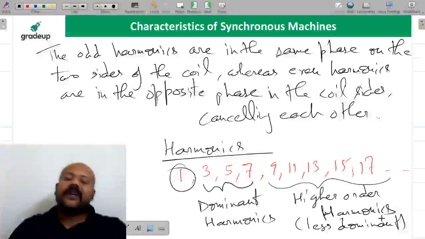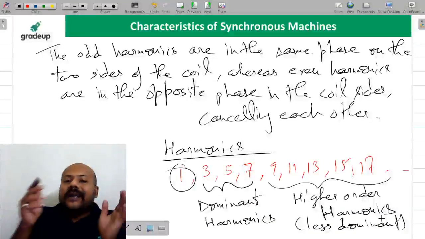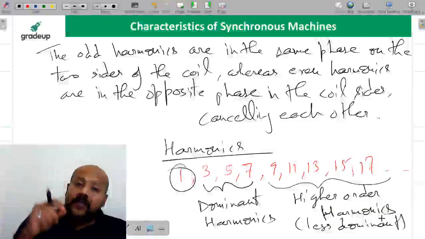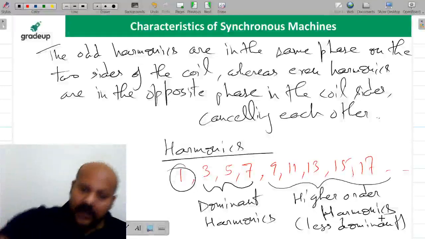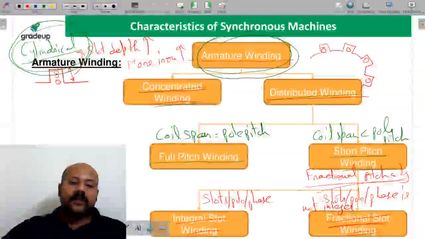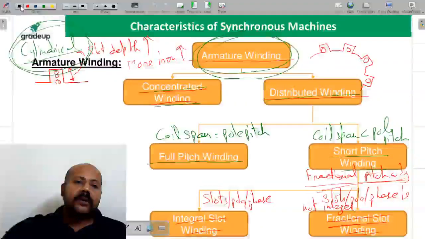What is the meaning of less dominant? Less dominant means you can ignore them, but the dominant harmonics play an important role in the construction and the understanding of the machine. Now let us come to the armature winding classification, and I want to give you some important data. So please see how we are going to understand this.